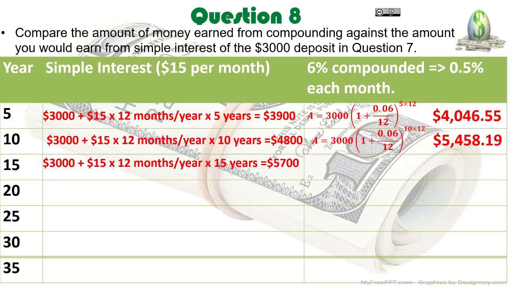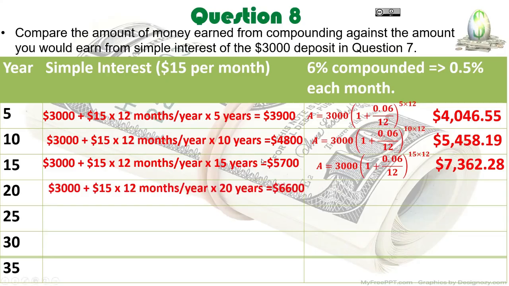In 15 years, simple interest, we'll get $5,700. If we do the same thing, but we compound it during that time, we'll get $7,362.28. For 20 years now, simple interest will get $6,600. If we do the same thing compounding, we'll get $9,930.61.